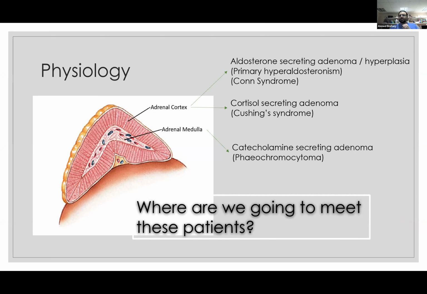Where are we going to meet these patients? The first two actually, the aldosterone secreting adenomas and the cortisol secreting adenomas, can come to us as anaesthetists, either to have these glands removed or to have another surgery not related to this gland, but they have this disease in the background, and we need to know how to manage them. And the catecholamine secreting adenoma, which is the pheochromocytoma, will come to us just to have this removed, because they can't have anything else done unless this is out of the body.